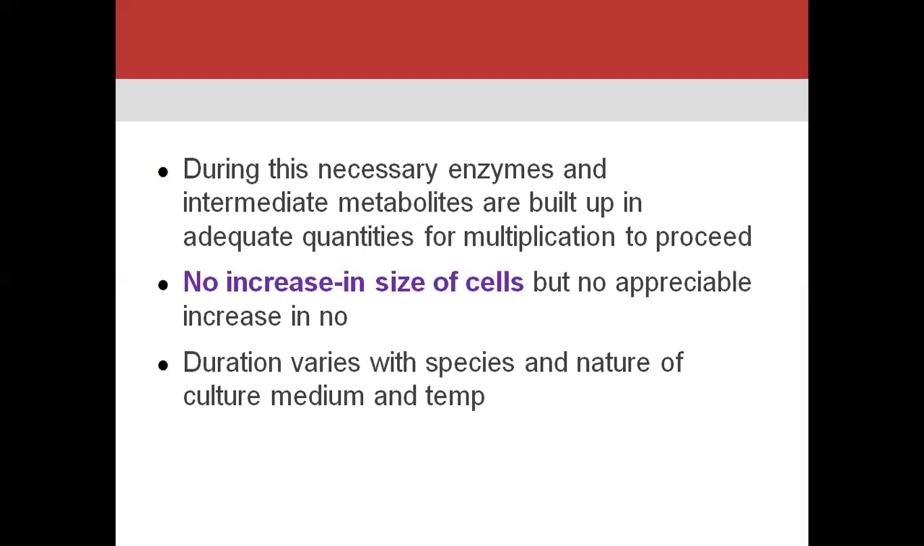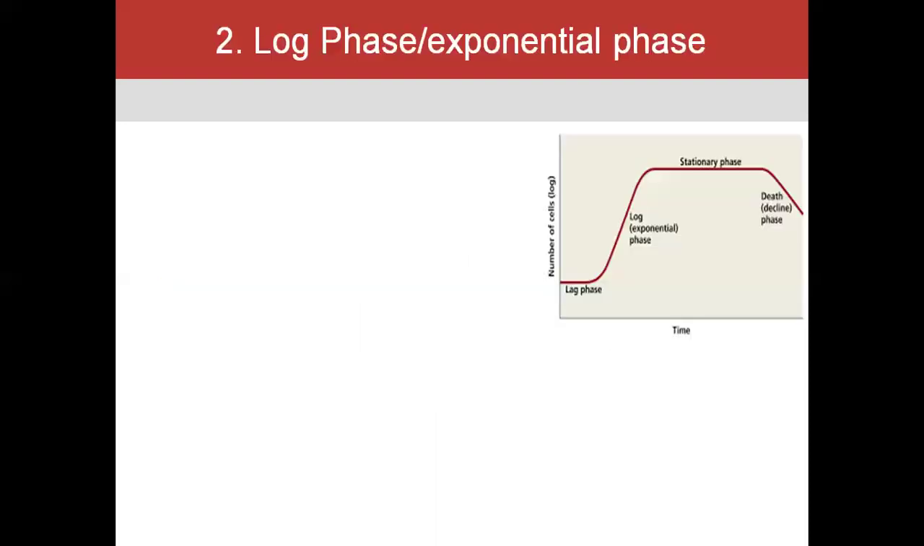And in this phase, there is no appreciable increase in the number of cells, which means only a very small number of cells are increased. So in this phase, the bacteria adjusts to the new environment and is ready for cell division. And the duration of lag phase varies with the species, the nature of the culture medium, and the temperature.